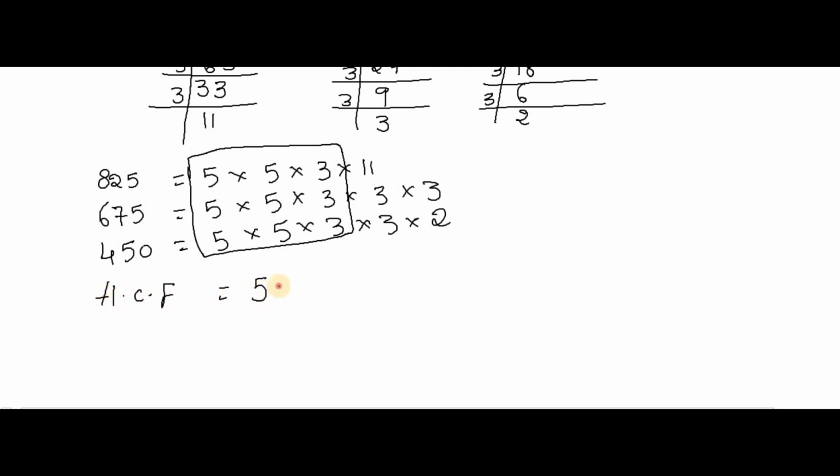HCF is equal to 5 into 5 into 3. 5 5s are 25, 25 3s are 75. So the longest step which is used to measure these is 75 centimeters.